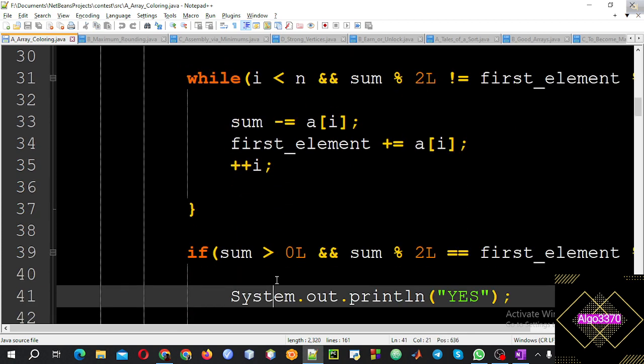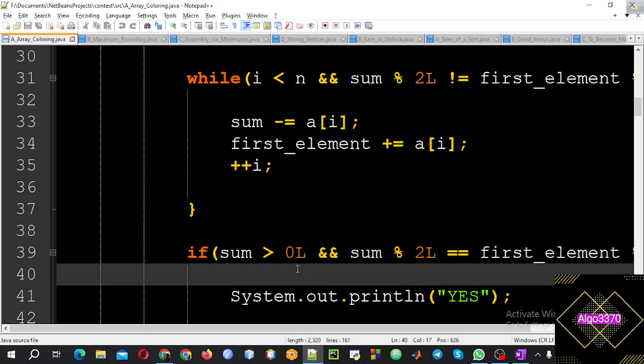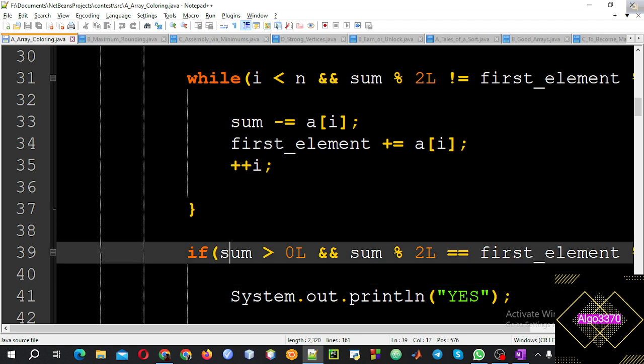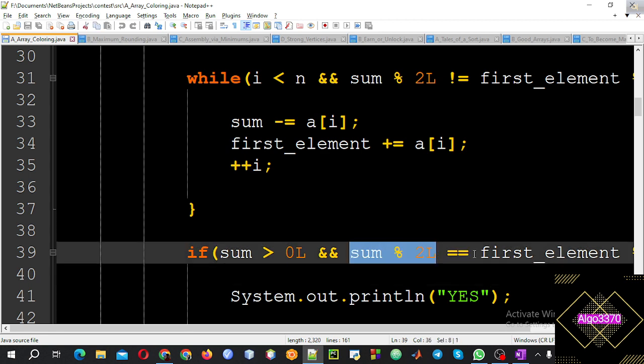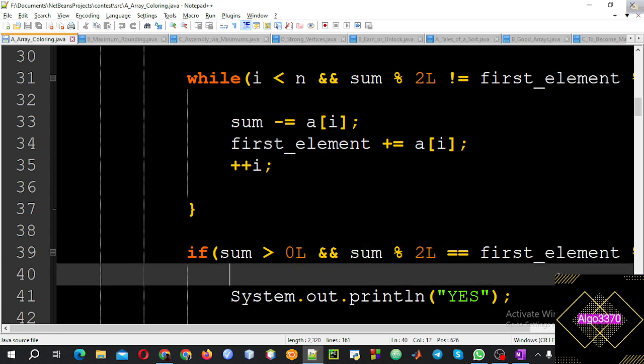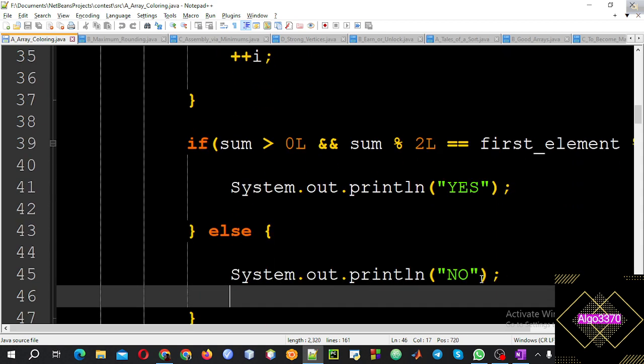And finally, we check whether the second portion has an element or not. If the second portion has at least one element, that means the sum of the second portion is greater than 0, and the parity of the second portion is equal to the parity of the first portion, then our answer is yes, otherwise our answer is no.